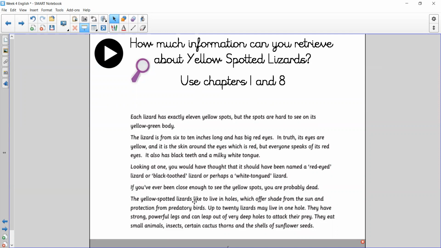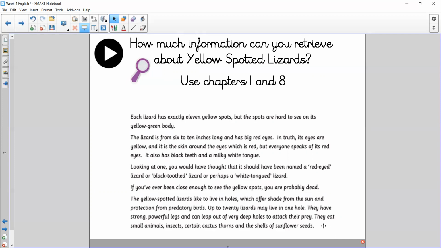The yellow-spotted lizard likes to live in holes, which offer shade from the sun and protection from predatory birds. Up to 20 lizards may live in one hole. They have strong, powerful legs and can leap out of very deep holes to attack their prey. They eat small animals, insects, certain cactus thorns, and the shells of sunflower seeds.